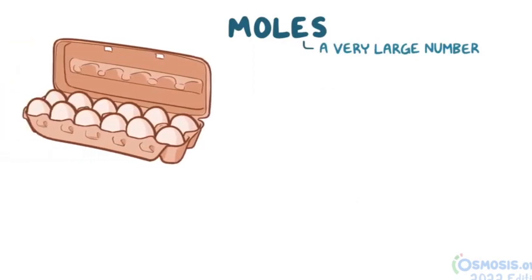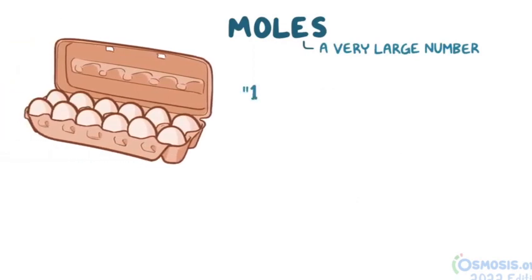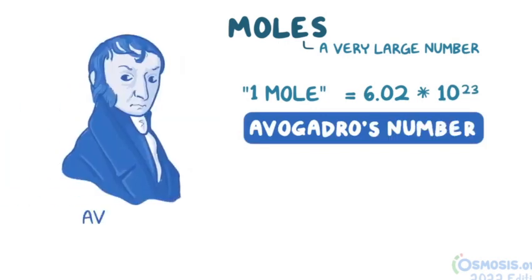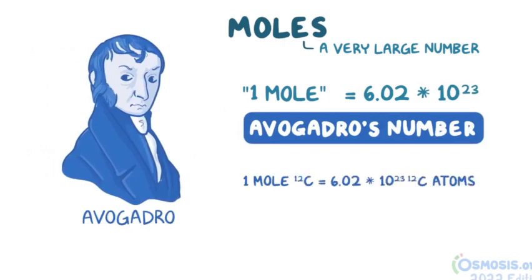Now, moles are another important concept. A mole is basically a shorthand unit for a very large number. Just as we say a dozen eggs to refer to 12 eggs, we can say 1 mole of atoms to refer to 6.02 times 10 raised to the 23rd atoms. This very large number is named Avogadro's number after the 19th century scientist Avogadro. So 1 mole of carbon-12 atoms is equal to 6.02 times 10 to the 23rd carbon-12 atoms.